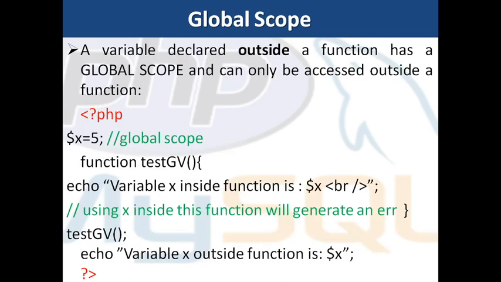Global scope. A variable declared outside a function has a global scope and can only be accessed outside a function. Here PHP script is started. $x is equal to 5. A global scope variable is declared.